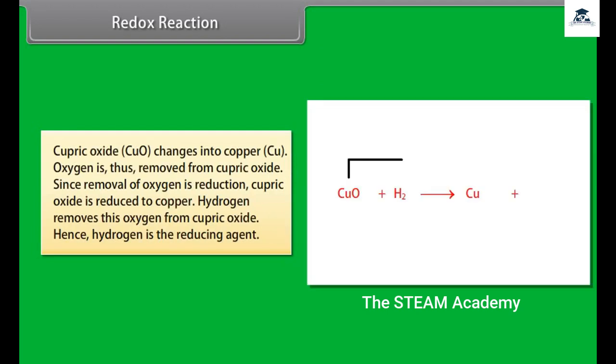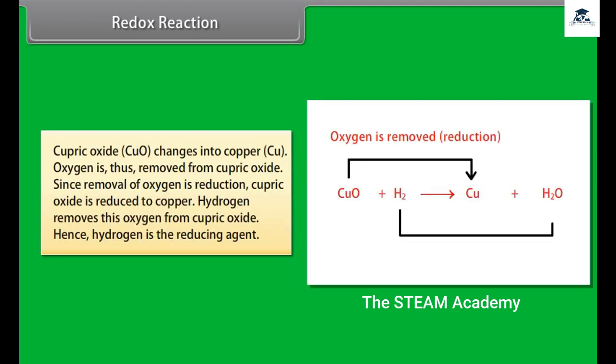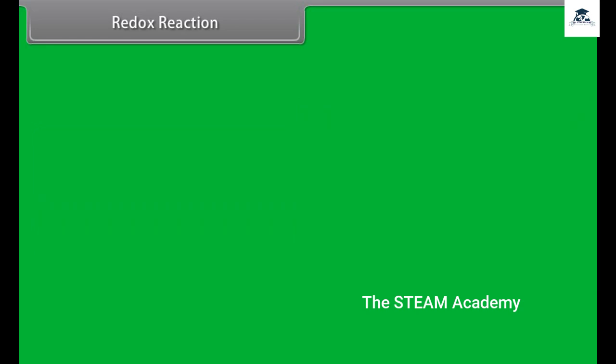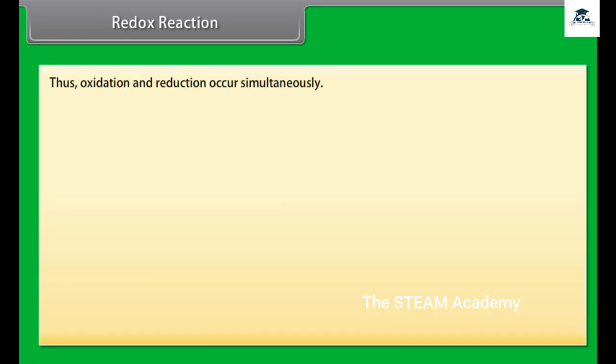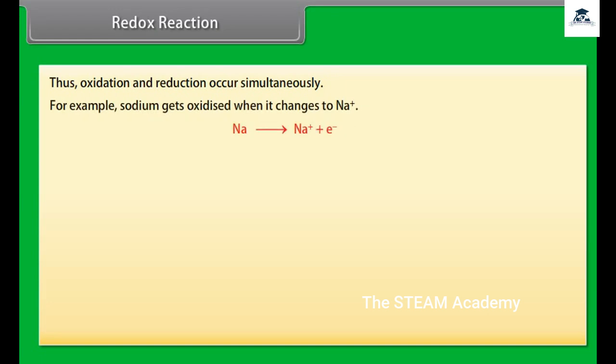Cupric oxide changes into copper. Oxygen is thus removed from cupric oxide. Since removal of oxygen is reduction, cupric oxide is reduced to copper. Hydrogen removes this oxygen from cupric oxide. Hence, hydrogen is the reducing agent. Thus, oxidation and reduction occur simultaneously. For example, sodium gets oxidized when it changes to Na+.